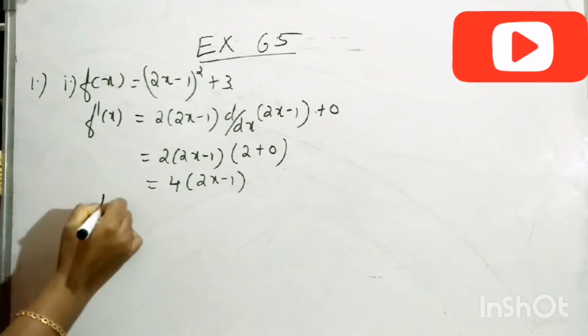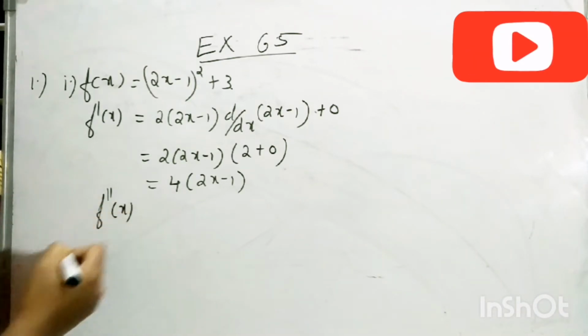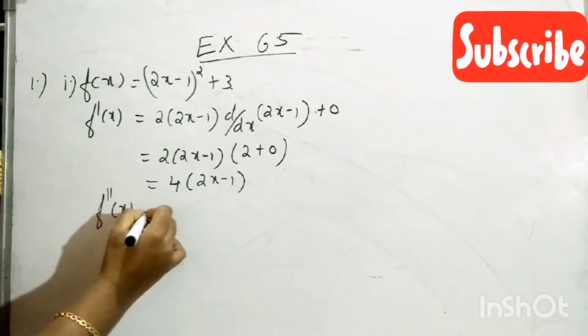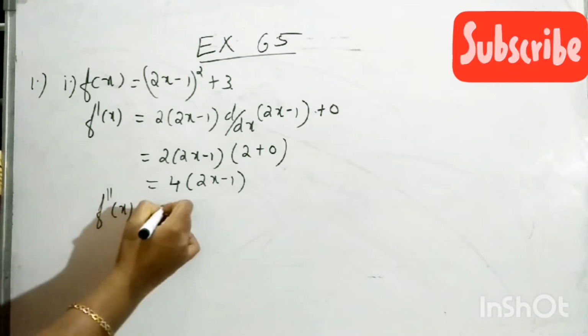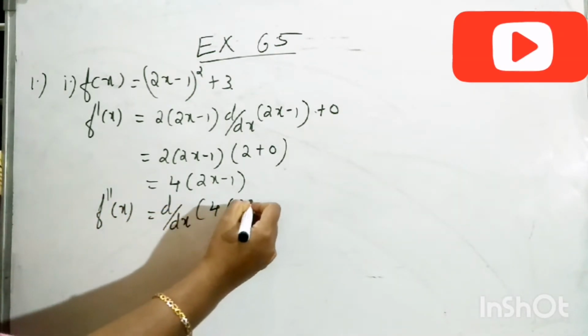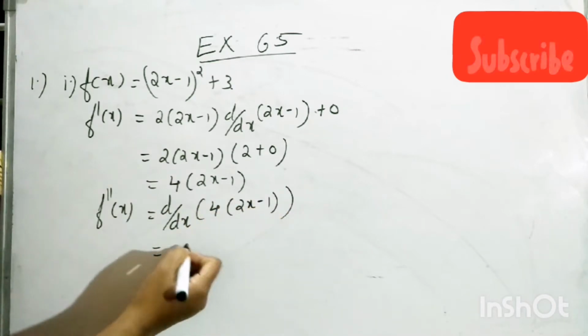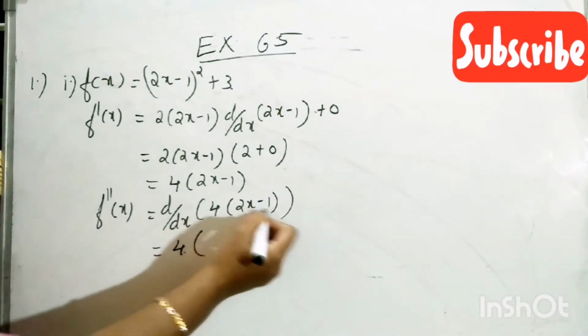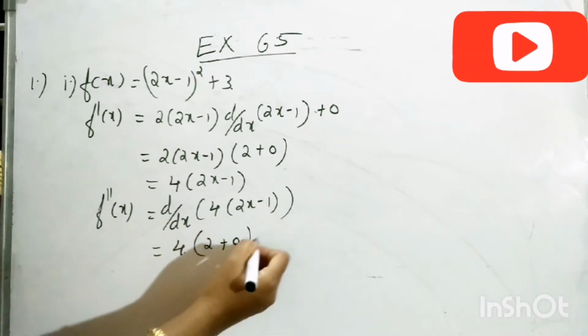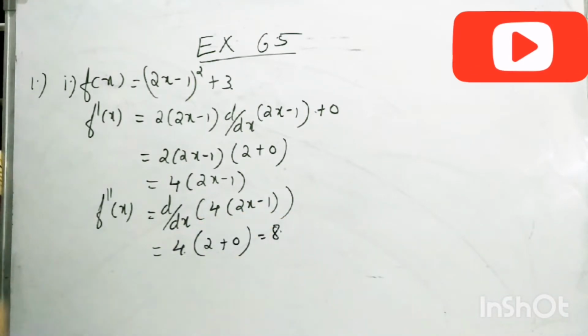Now we will take the derivative once again, that is f double dash of x, the second order derivative of f of x. f double dash of x means we need to take the derivative of f dash of x. That is equal to 4 is constant, and the derivative of 2x is 2 and the derivative of minus 1 is 0. So this we will get as 8.